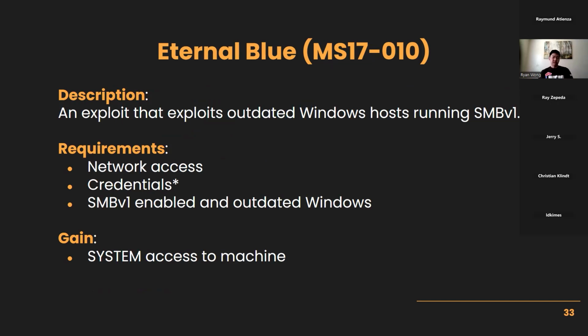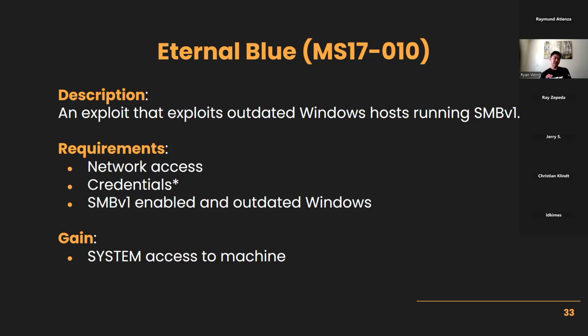So EternalBlue. EternalBlue is an exploit that exploits outdated Windows servers running SMBv1. Essentially, SMBv1 was vulnerable to a buffer overflow attack that allows you to get SYSTEM, the NT AUTHORITY\SYSTEM user, which is like the root equivalent of Windows. Some requirements for EternalBlue is network access. So you're going to need network access to the machine that is vulnerable to EternalBlue in order to exploit it.